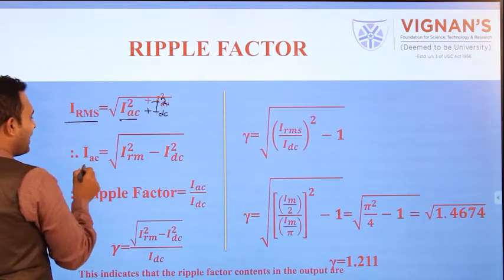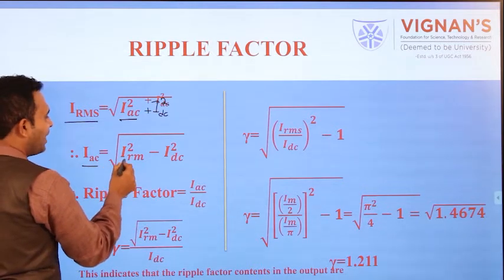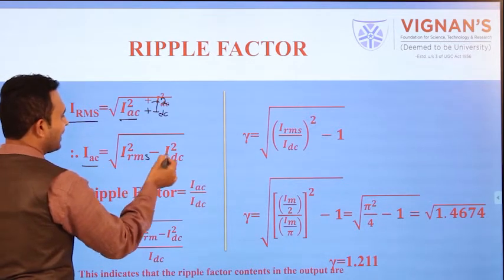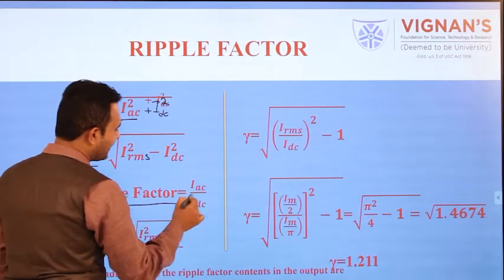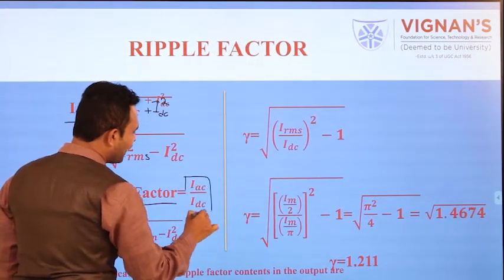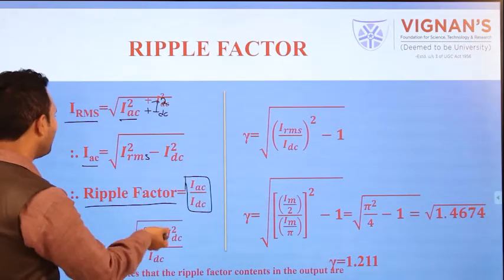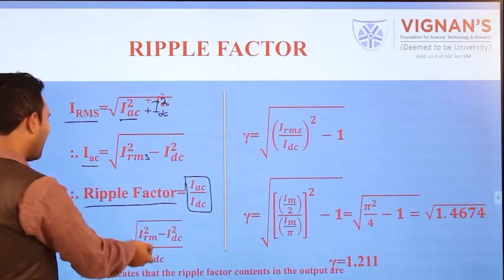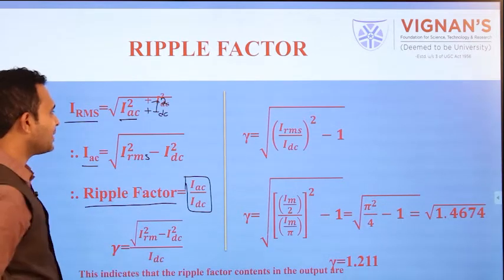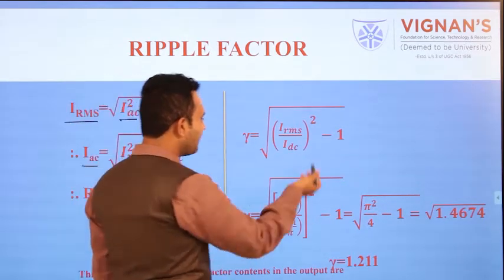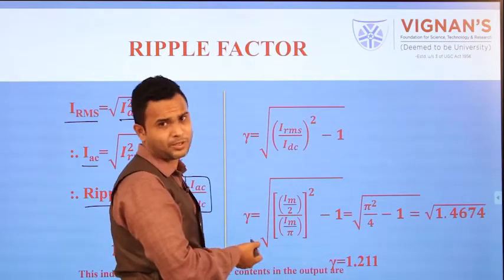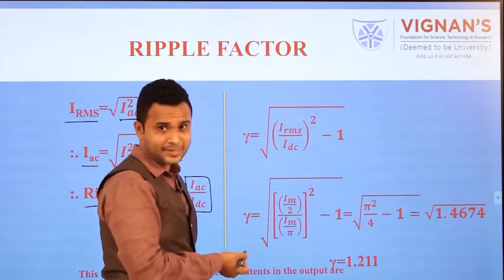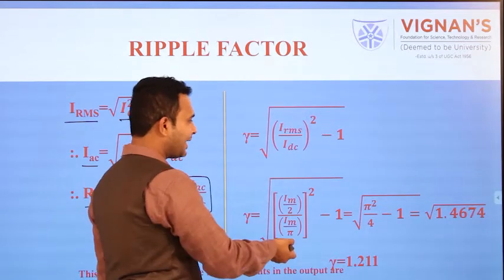So I am getting the IAC, that is square root of IRMS square minus IDC square. So what is ripple factor? Ripple factor is the IAC by IDC. So same IAC, we know that here we have the IAC, so IDC I am substituting. Simply the same thing I am substituting here. That is basic substitution only.